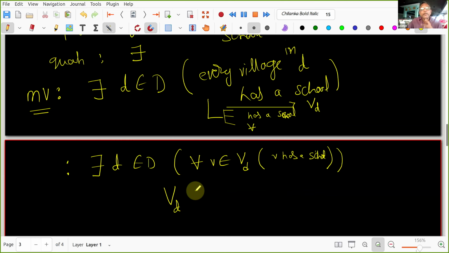Now we have 2 sets and 2 quantifiers. How many of you understand this? Can you tick yes? 2 sets and 2 quantifiers, right?